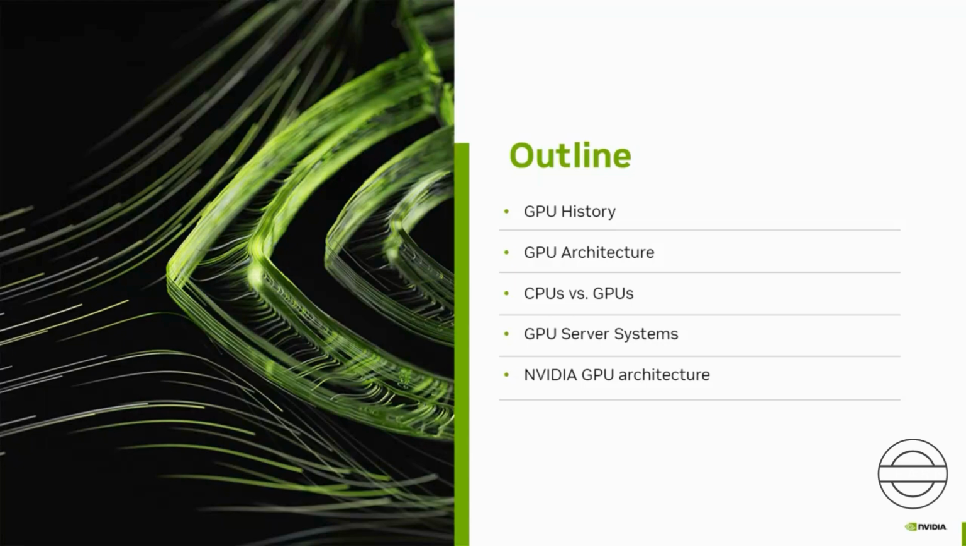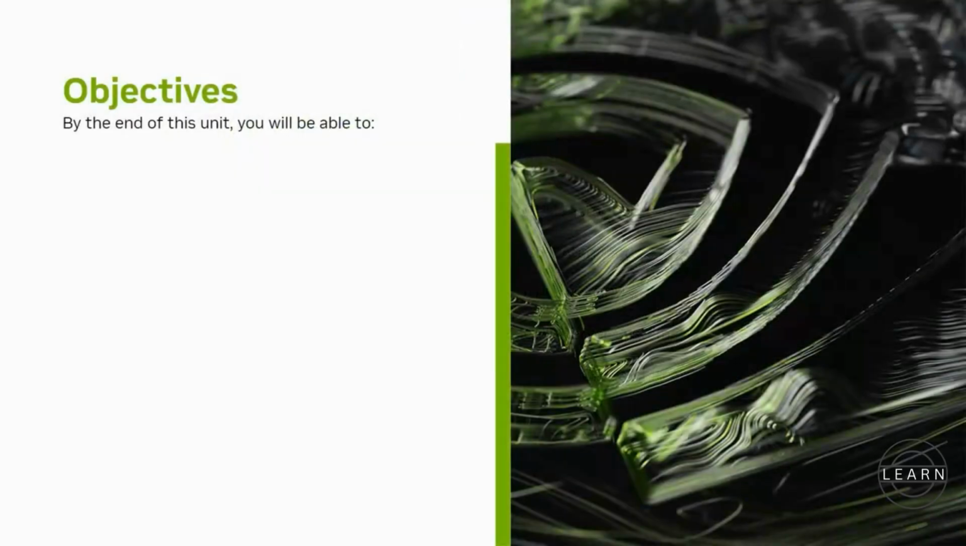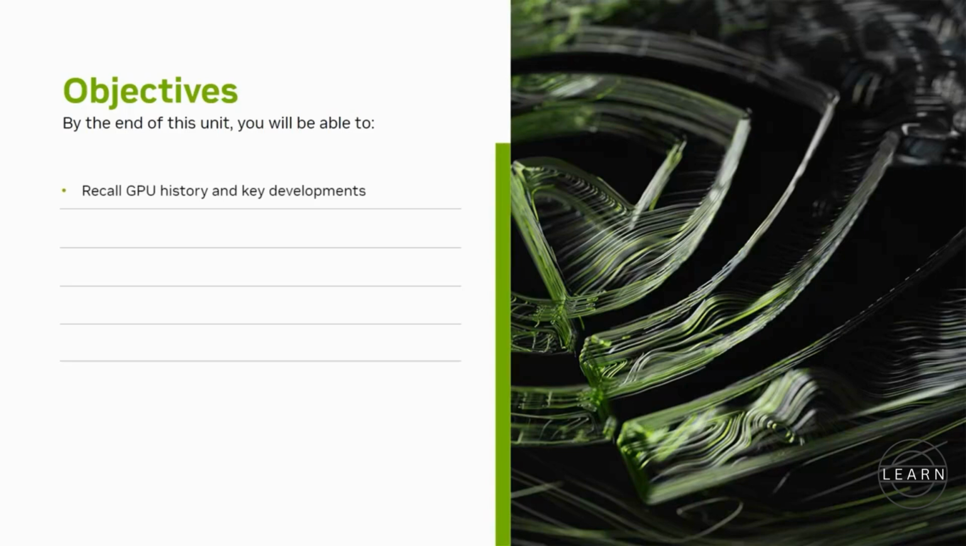Let's examine the learning objectives for this unit. After completing this unit, you should be able to recall significant milestones in GPU history and describe key developments in the evolution of GPU technology. Explain the core components of GPU architecture and their functions, demonstrating a clear understanding of how GPUs work. Analyze and compare the architectural differences between CPUs and GPUs, highlighting their strengths and limitations in various computing scenarios.